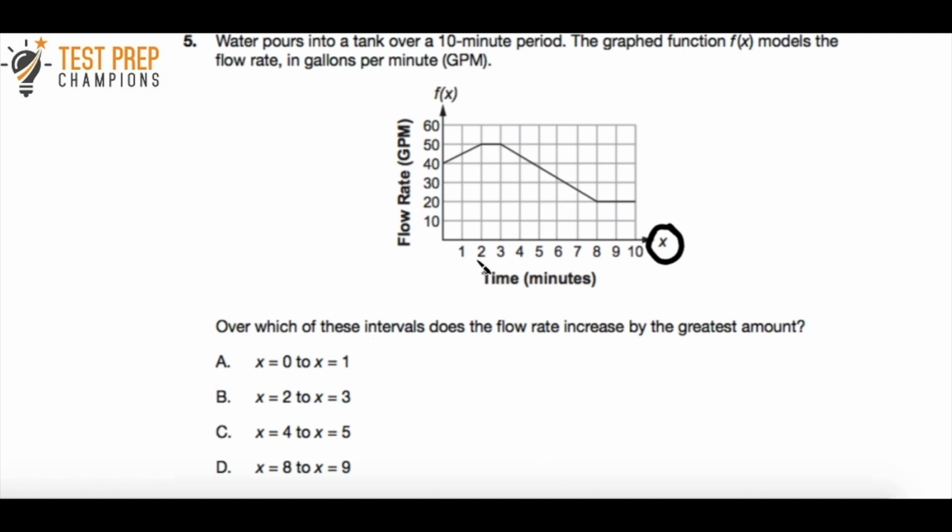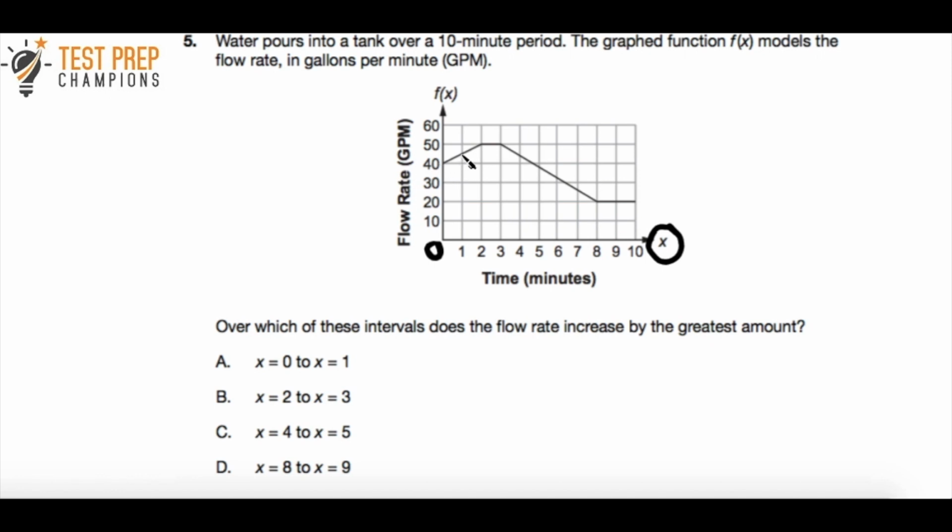So what we want to do is check each interval here, and we're going to try to find the flow rate increase, and we want to look for the interval with the greatest flow rate increase. So let's look at A. X equals 0 to x equals 1. So right here on our graph would be 0, so I'm going to write 0 in here. From x equals 0 to x equals 1, during this interval, we want to look at what's going on with our flow rate. The flow rate starts at 40, and it increases right here. It doesn't quite hit 50, but it gets somewhere close to 50. So we could say it stops about here, so it goes from 40 to 47, just about.